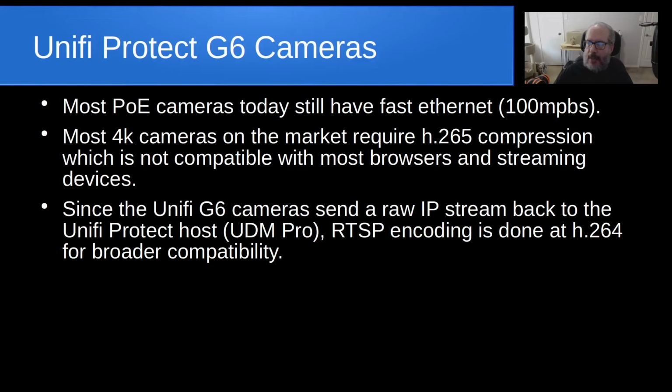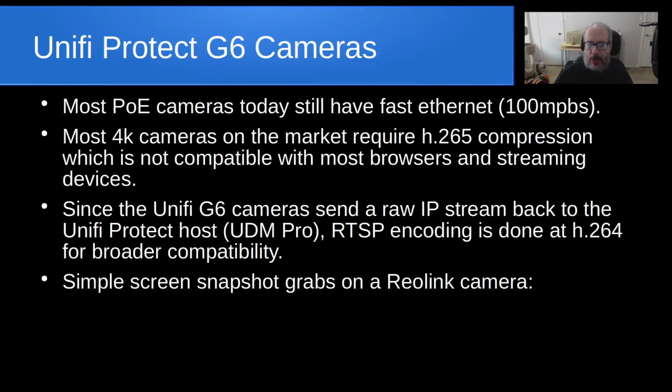send a raw IP stream back to the Unifi Protect host, and that's a UDM Pro. In my particular case, RTSP encoding, if that's what you want, is done at H.264, and it's done at that host, as are the other functionalities such as the API calls and things like screen snapshots. And having that H.264 stream for your 4K video allows for much broader compatibility.